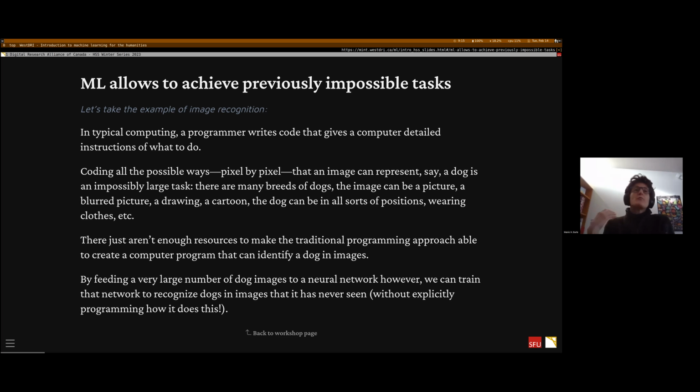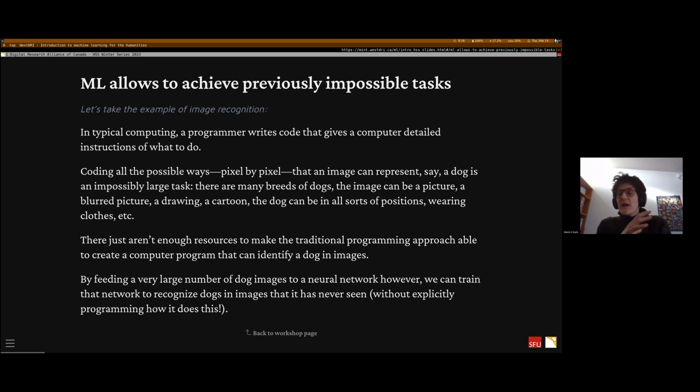Now, if we wanted to create a program in the typical classic programming way to do this task, we would have to do some kind of insanely complex if-else structure to tell the computer, okay, if these pixels look like this, it's a dog. If not, it's not a dog. If the pixels look like this, it's a dog. Otherwise, it's not a dog. But it's not possible to go about it with this approach, because the number of possible ways a dog can be represented in an image is so immense that there just isn't enough computing power in the world for this to be possible.